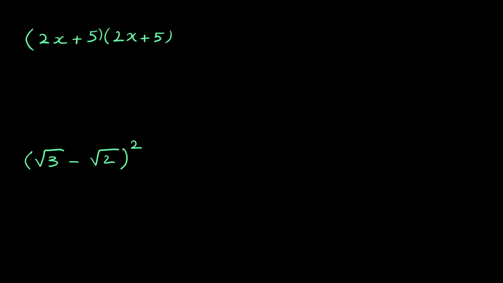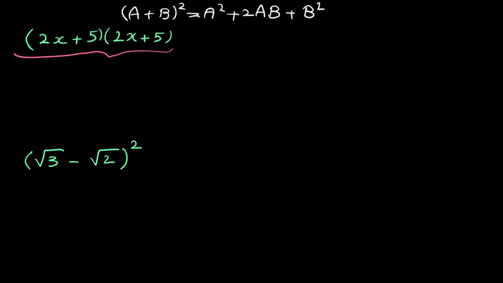2x plus 5 times 2x plus 5. Here, the two expressions are the same, not conjugates of each other. If we had (a plus b) times (a minus b), we could use that formula. Here, we have to use another identity. (a plus b) to the power of 2 is a to the 2 plus 2ab plus b to the 2. This is the identity that we need for finding the value of this product.